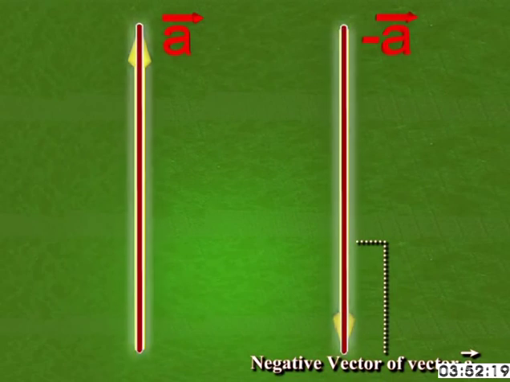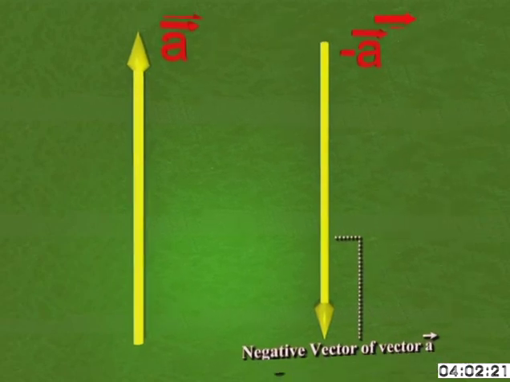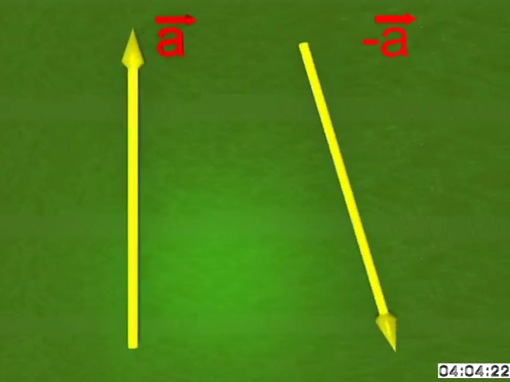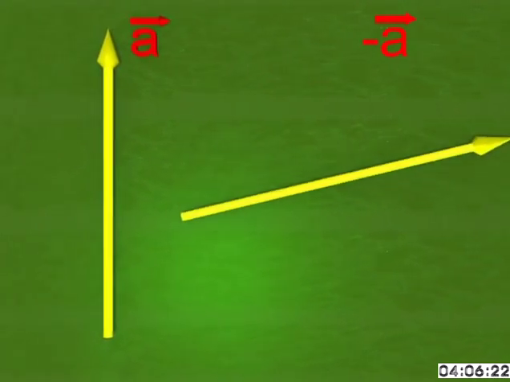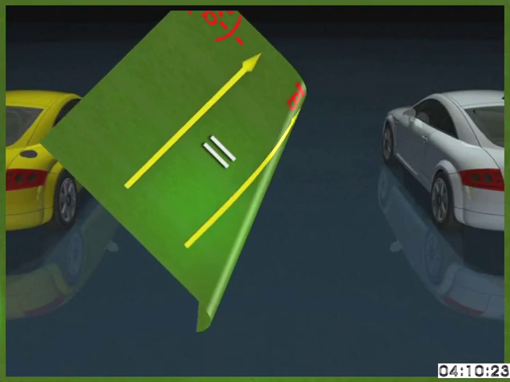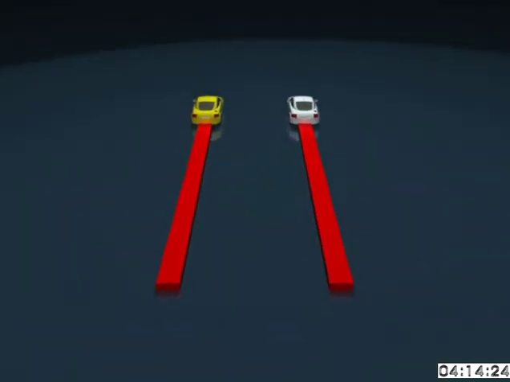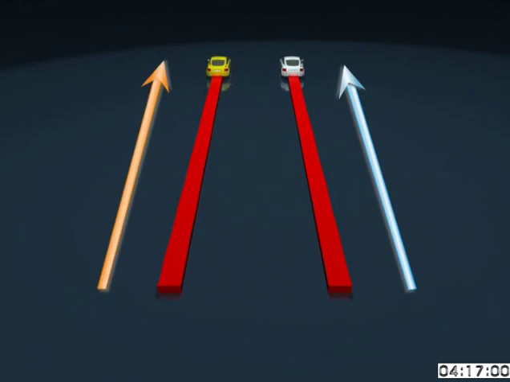You can also say that a vector with the same magnitude but opposite in direction to a given vector is called the negative of that vector. The opposite vector to the negative vector is the vector itself. Consider two cars traveling the same distance in the same direction. The displacement of each car can be represented by a vector.